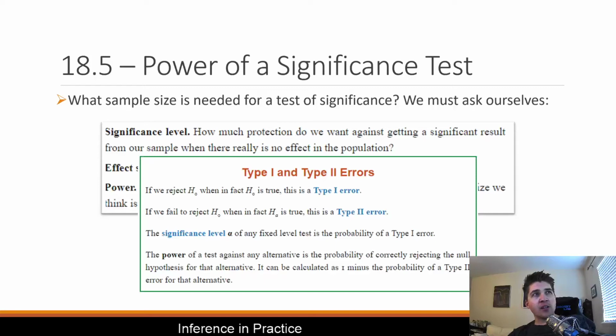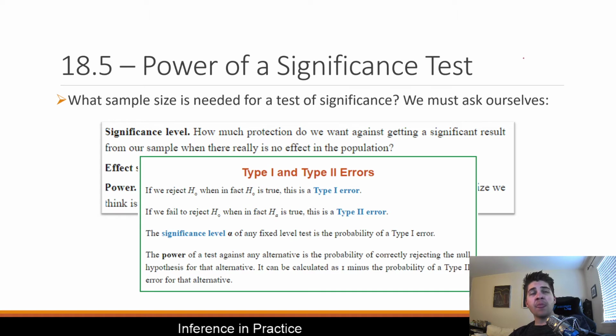In this video, I want to talk a little bit about what is a type 1 and a type 2 error within a test of significance. So just to recap really quickly, remember in a significance test, there's always two conclusions, and just reiterating the general procedure of a significance test.